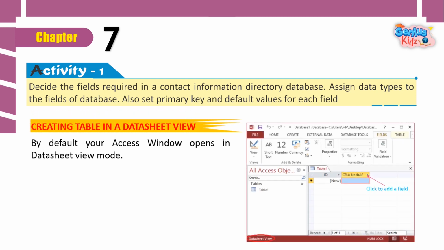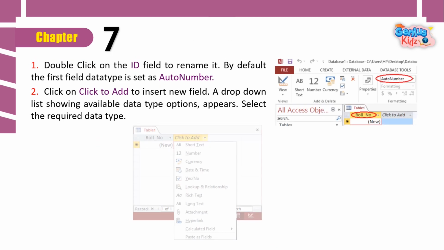Creating table in a datasheet view. By default, your Access window opens in datasheet view mode. 1. Double-click on the ID field to rename it. By default, the first field data type is set as auto number. 2. Click on Click to add to insert new field. A drop-down list showing available data type options appears. Select the required data type.